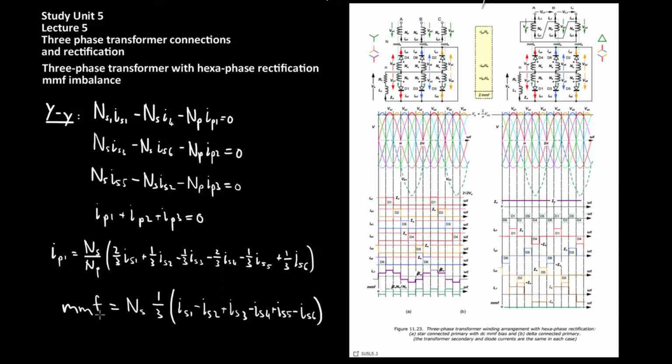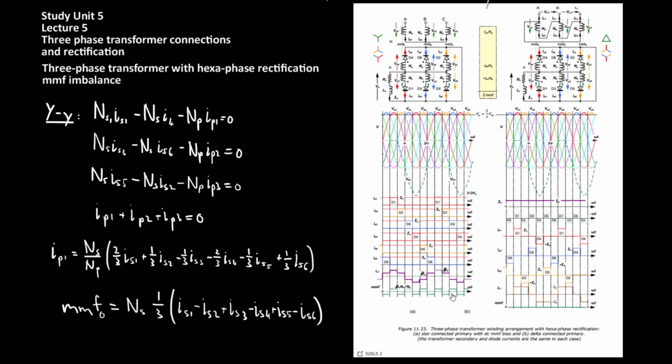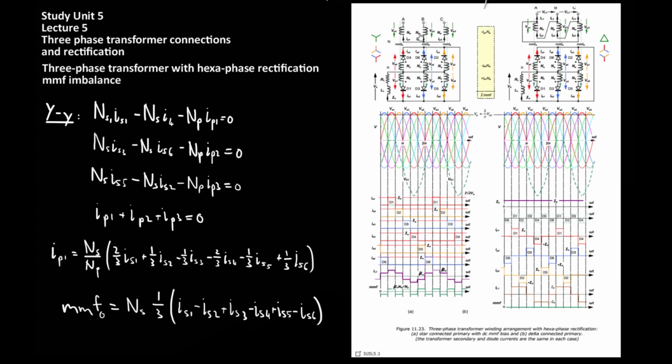Substituting back in allows MMF0 to be given as the number of secondary terms divided by 3, because there are 3 arms, divided by these pairs of differences between the currents in the secondary. What all this really means is that for this type of configuration there is no constant DC MMF bias, but there is a periodic change in the MMF when compared to the previous examples, which had a constant DC MMF bias. So even though there is no constant DC MMF bias, there is a periodic behavior in the MMF.